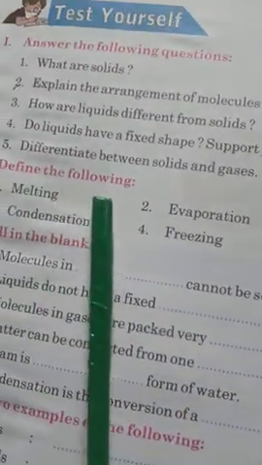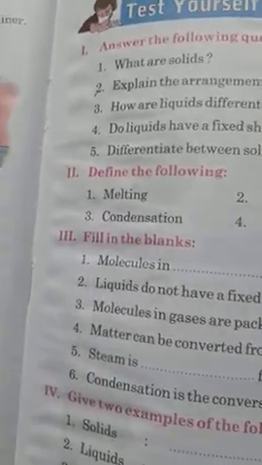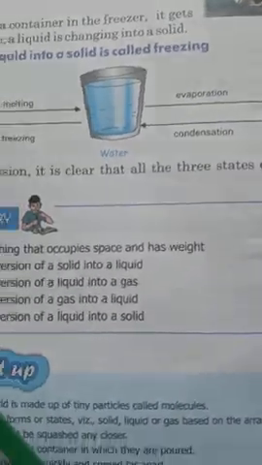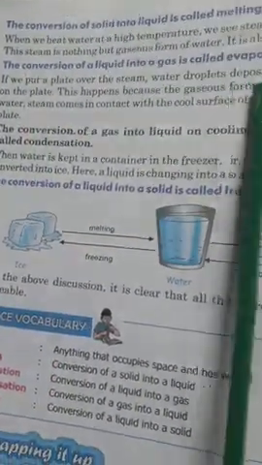exercise 2. Define the following. I have already given you. I have already shown you. Everything is here. All this melting and all. Some are in your vocabulary words. Some are over here. Okay. So go through carefully and do it. Now fill in the blank.